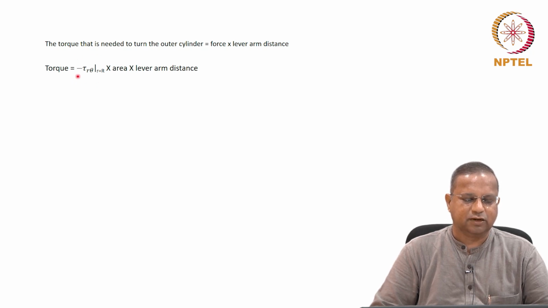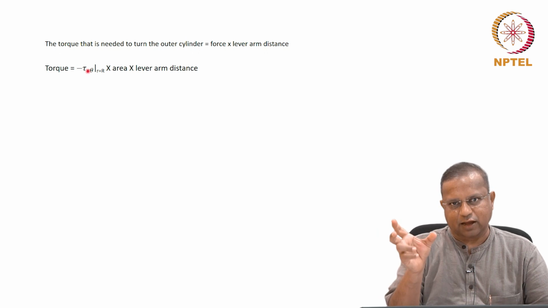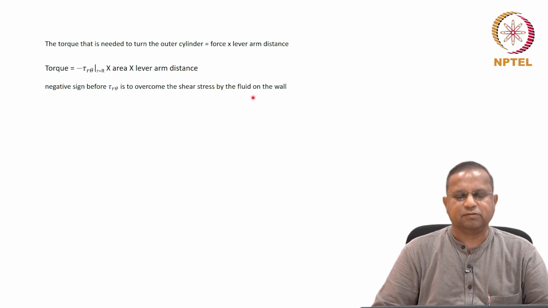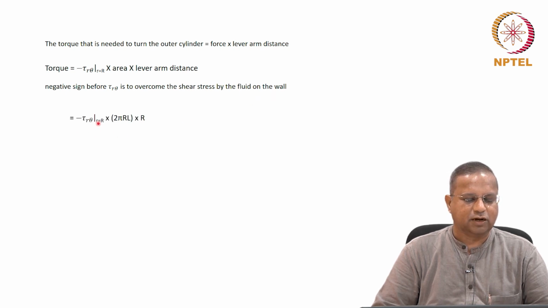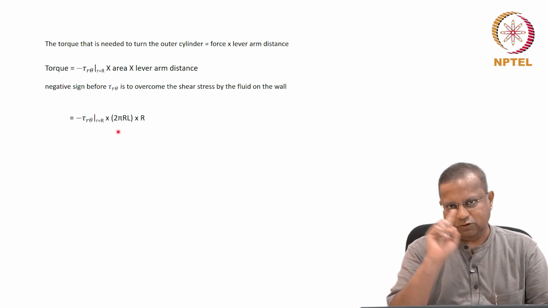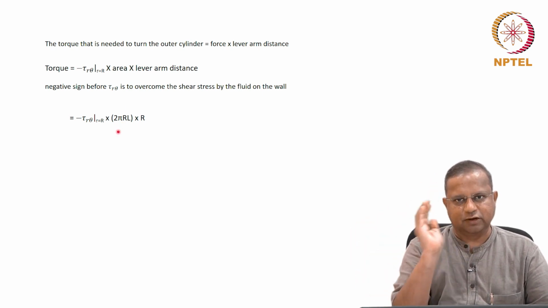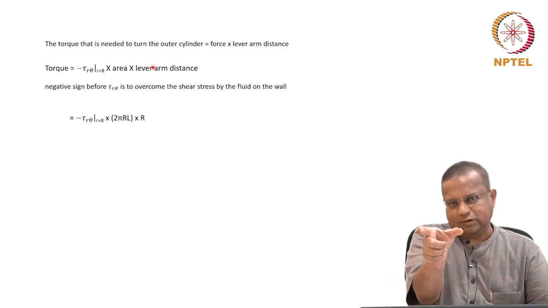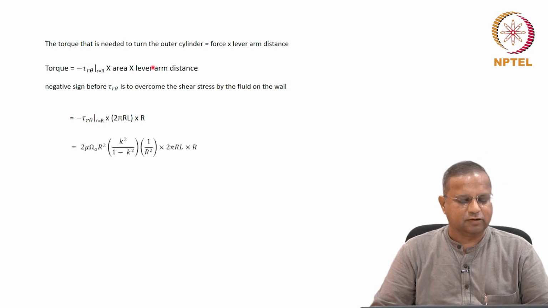So shear stress times the area, the shear stress of relevance is tau r theta, okay, as we have picturized earlier. Tau r theta at r equals R, that would be the maximum, times the lever arm distance, and the negative sign before tau r theta is to overcome the shear stress by the fluid on the wall, and therefore minus tau r theta at r equals R, area is 2 pi R times L, the surface area of the cylinder, that is the relevant surface that we are talking about. Lever arm distance is nothing but the radius of the outer cylinder.